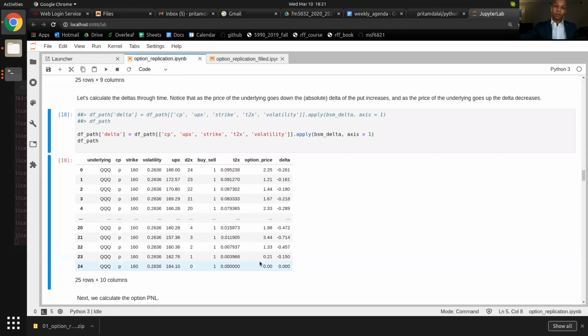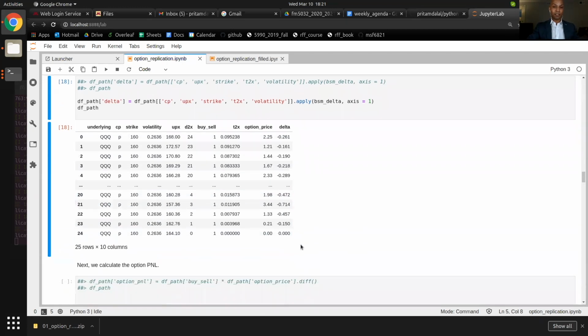Cool. So now we have the deltas. This looks right because a put has negative delta. Starts at about 26, ends up at 0, obviously, because it's an out of the money option.